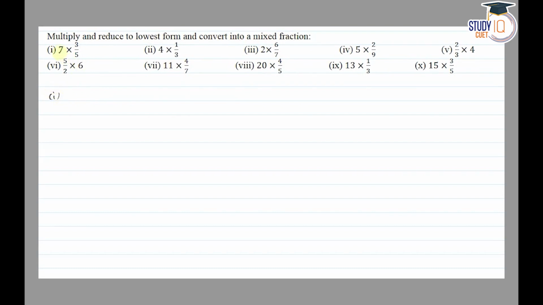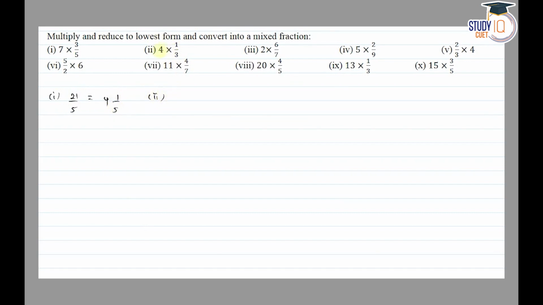So first, 7 into 3 by 5. 7 3s are 21 by 5, then 5 से divide करेंगे, 5 4s are 20, so 4 times completely divisible, then the remainder is 1 upon 5.